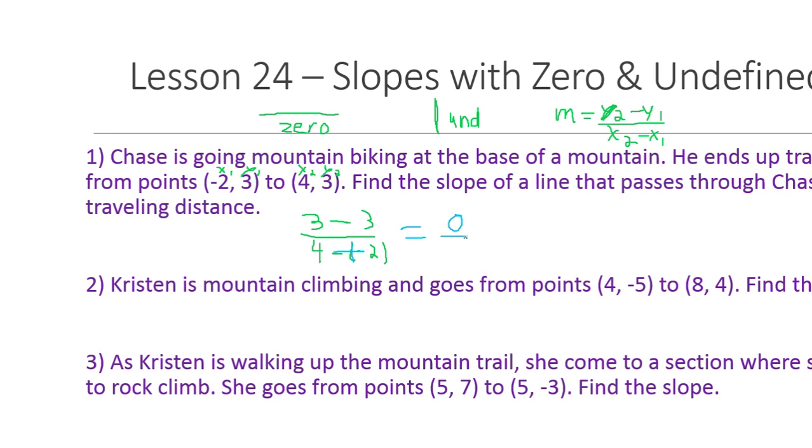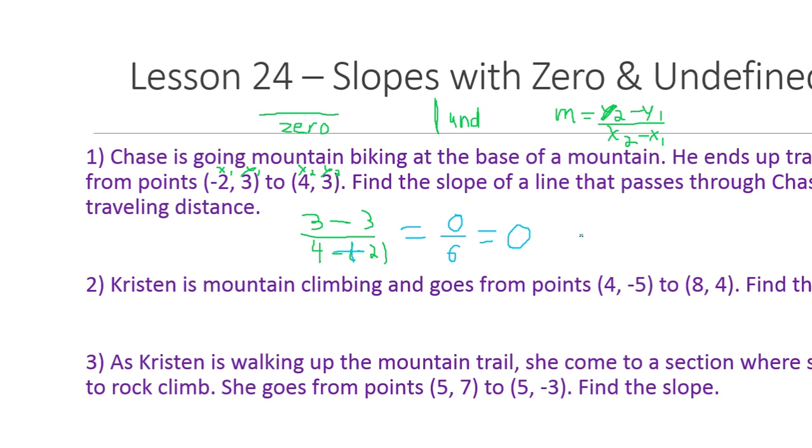So when you solve that, 3 minus 3 is 0. 4 plus 2 is 6. So it's 0 over 6, which is just 0. Because 6 times 0 is 0. Anything times 0 is 0. So if you have 0 over any number, that's going to be your answer. So this is going to be the horizontal flat line.